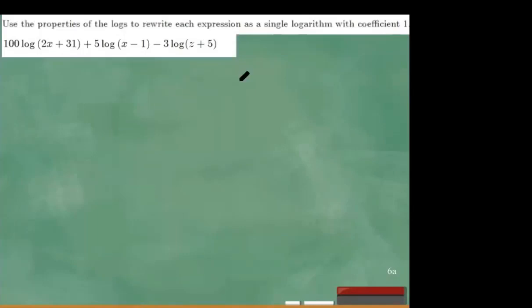We want to use the properties of the logs to rewrite each expression as a single logarithm with coefficient 1. For that, I'm going to recall some properties. If I have log of x times y, my argument is a product of two terms. I would write this as log of x plus log of y. That's how you expand them.